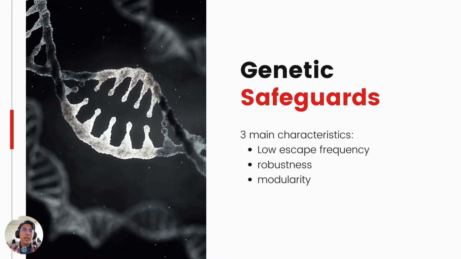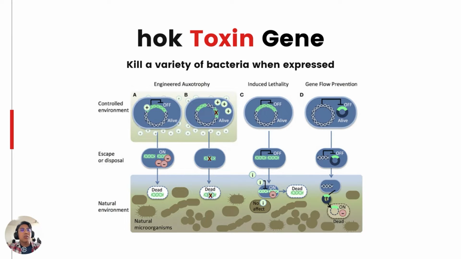Now, one such way of this method is the hok toxin gene. This gene will be inserted into a vector, such as E. coli, and expresses a certain type of toxin that will function as a deterrent to the rogue synthetic biology product. Moreover, this hok toxin gene can kill a variety of bacterium types, is easy to insert, and requires minimal nutrition to express its toxin, satisfying the three characteristics mentioned before.